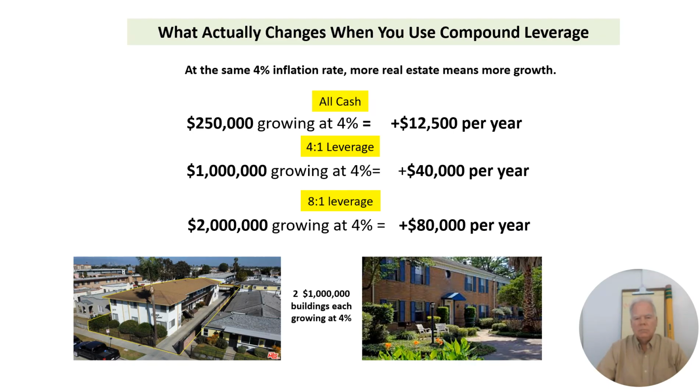Now notice what actually changes when we use compound leverage. The growth rate doesn't change. Inflation is still about 4%, but what changes is the amount of real estate that's growing. More property at the same rate means more dollars compounding every year.